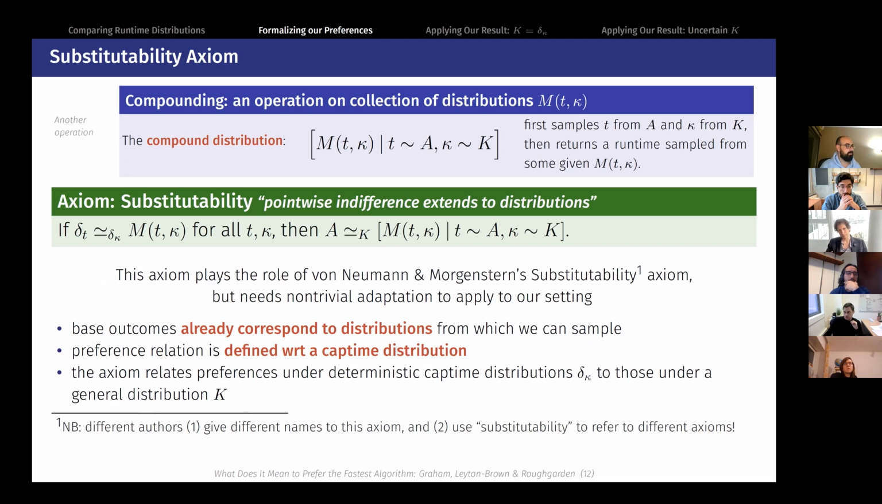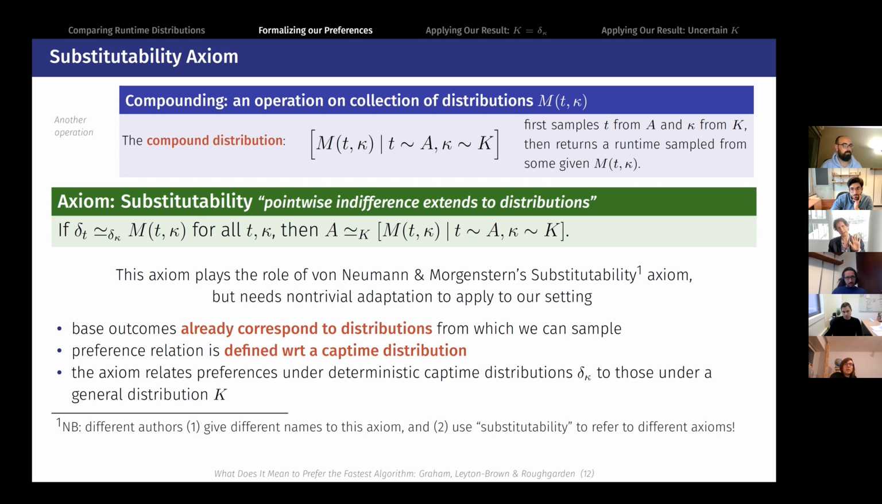So this is our most complicated axiom, and apologies if that went too fast. It plays mathematically a pretty similar role to an axiom that Von Neumann and Morgenstern use in their construction that they call substitutability, or actually that has subsequently been called substitutability. But mathematically it's different because we need to reason about base outcomes that correspond to distributions from which we can sample. Our preference relation is actually defined with respect to a cap time distribution.